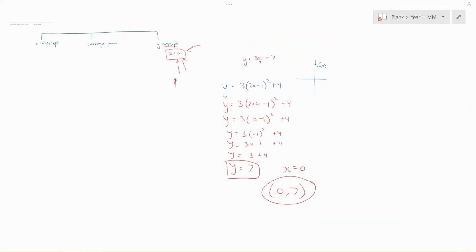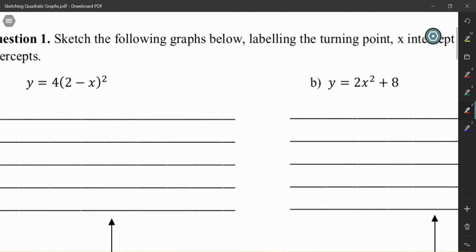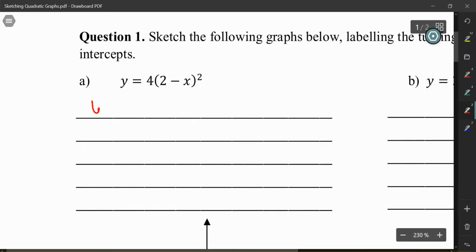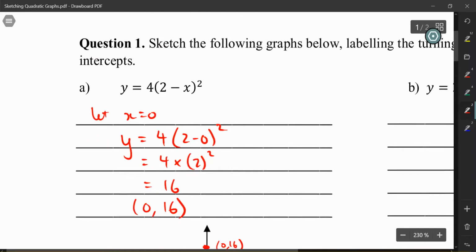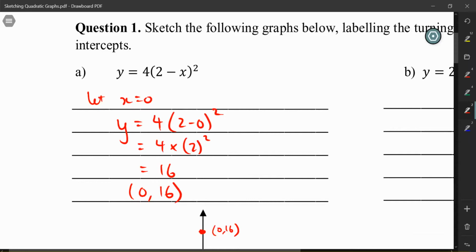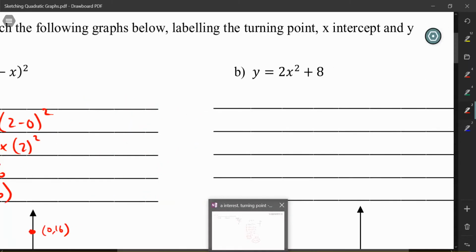And it doesn't matter what equations you get. So even if I gave you any of these ones on the sheets, you want to know what the y-intercept is, let x equal 0. So in this case here, you have y equals 4 times (2 minus 0) squared. That becomes 4 times 2 squared, which becomes 4 times 4, which is 16. So that means when x is 0, y is 16. There we go. I've got my y-intercept: (0, 16). Okay?